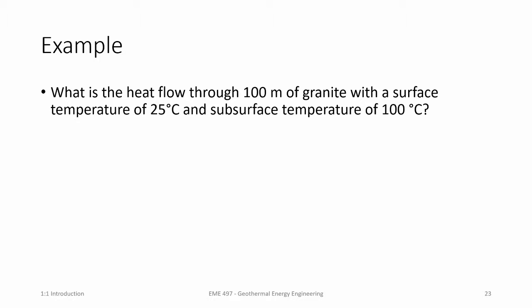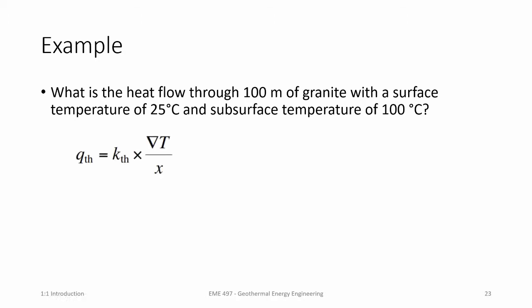Here's an example. This is a simple heat transfer question, but it has an application for geothermal energy. So if you had a heat flow through 100 meters of granite with a surface temperature of 25 degrees Celsius and a subsurface temperature of 100 degrees Celsius, how much heat in watts would be flowing?